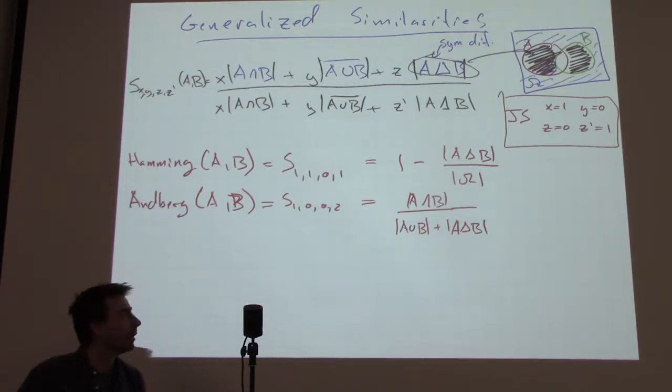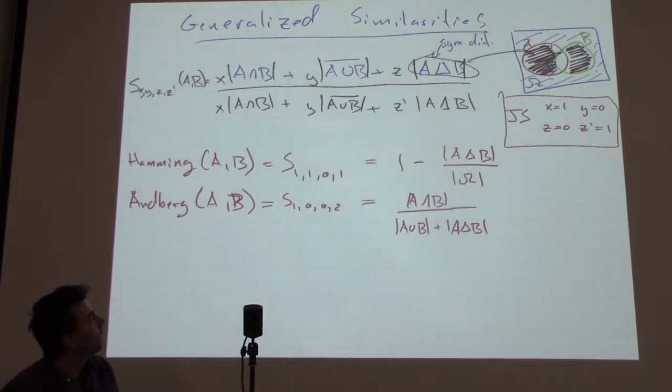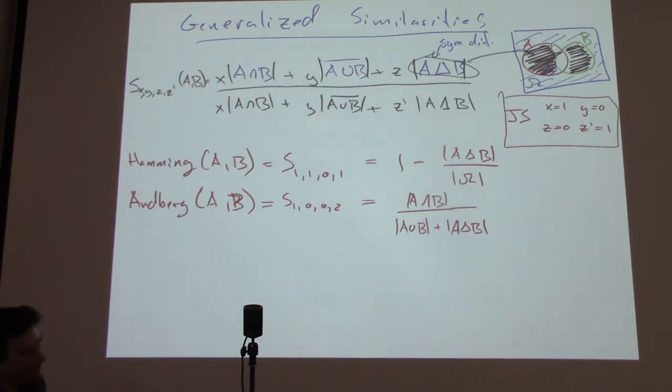I just had a question on the Hamming one. It's 1, 1, 0, 1. Wouldn't that make x 1, y 1, and z, which is the symmetric difference, 0?